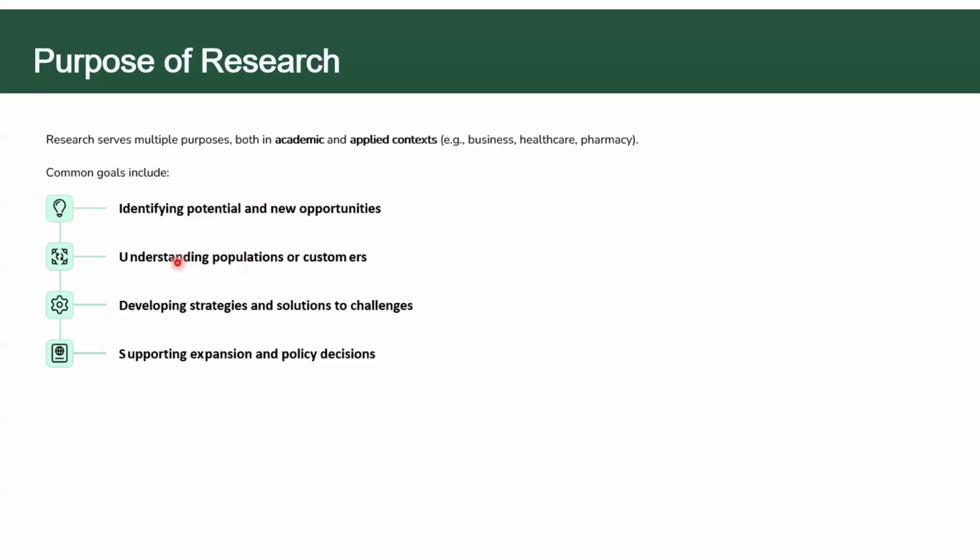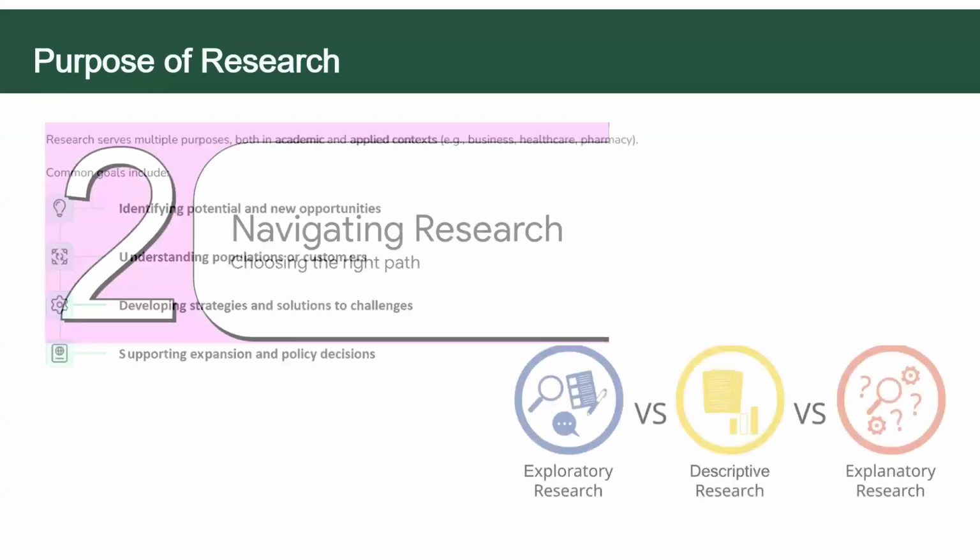Your research should focus on understanding the population or customers. If you are a businessman and want to understand the population and customer concerns, you can do research. This is a main purpose of research. In business, it helps in developing strategies and solutions to challenges. You are facing challenges in your businesses, academia, and different fields, and you can do research for this as well. You can also do research to support existing policies and existing decisions. These are the different purposes for which you are doing research.